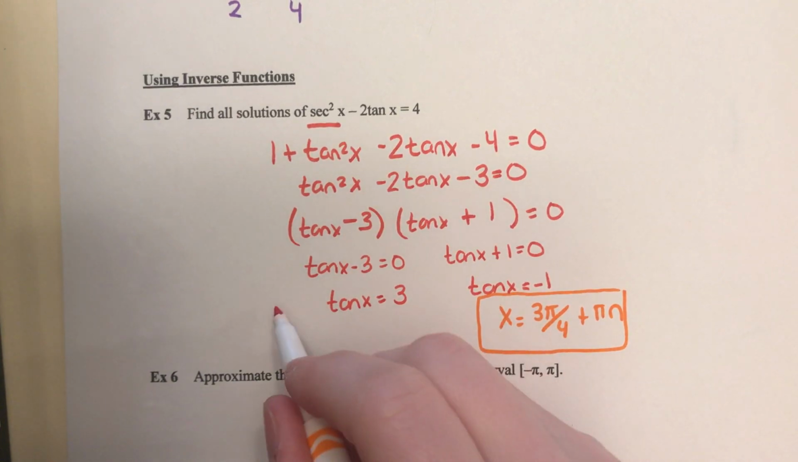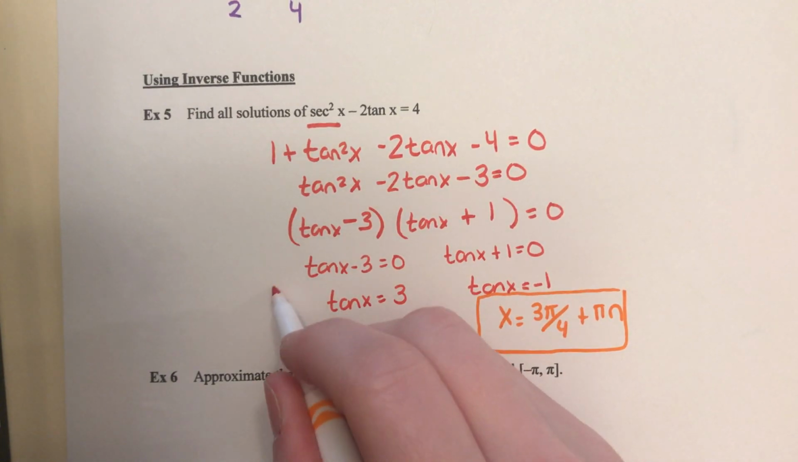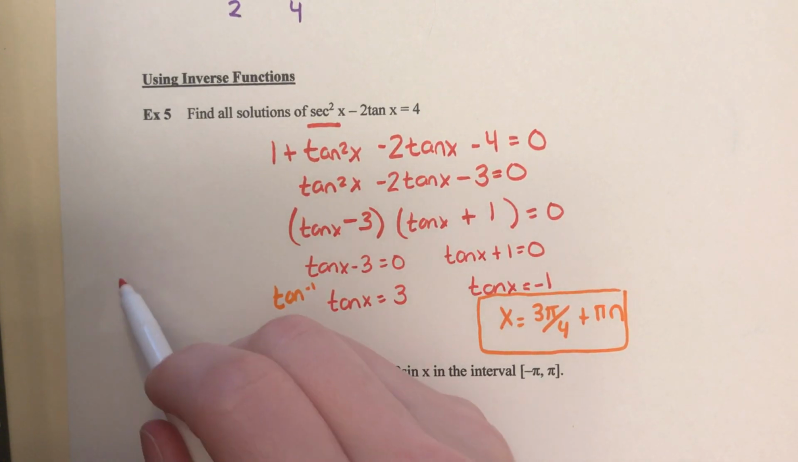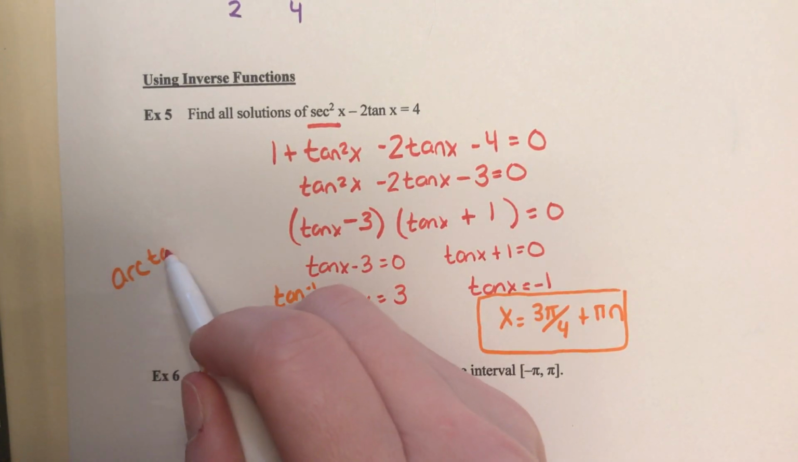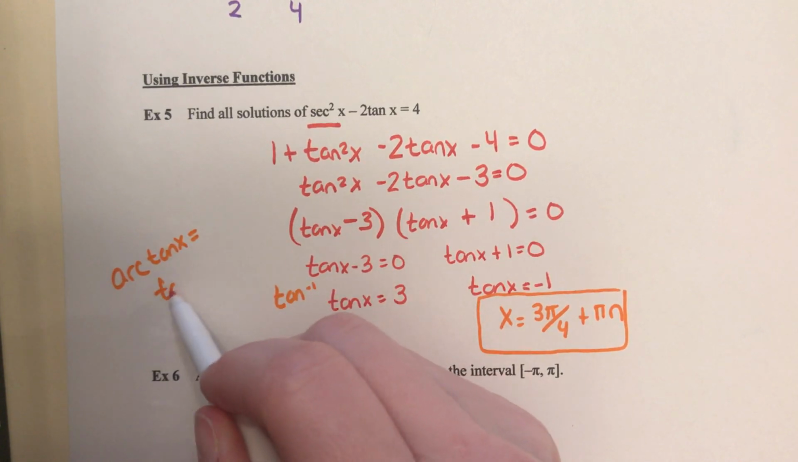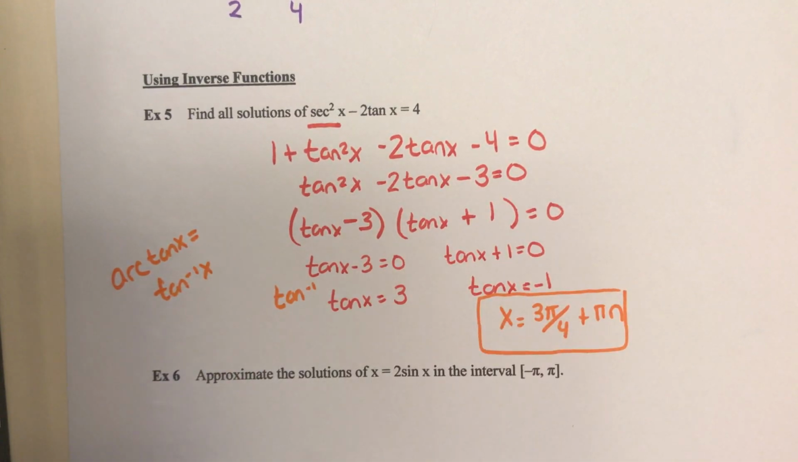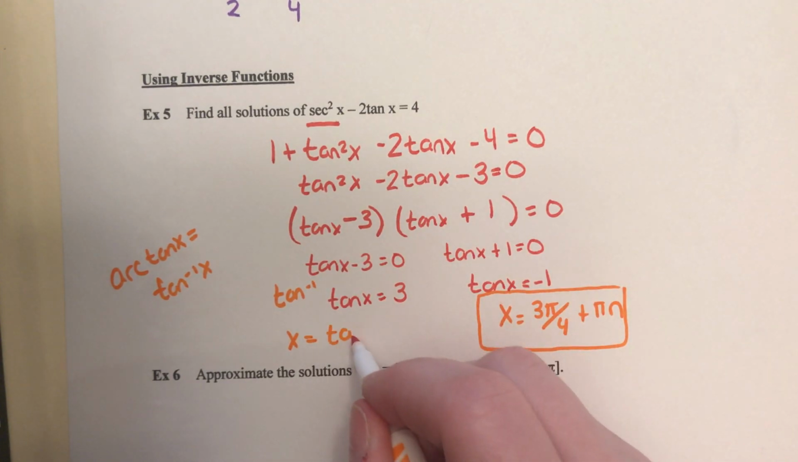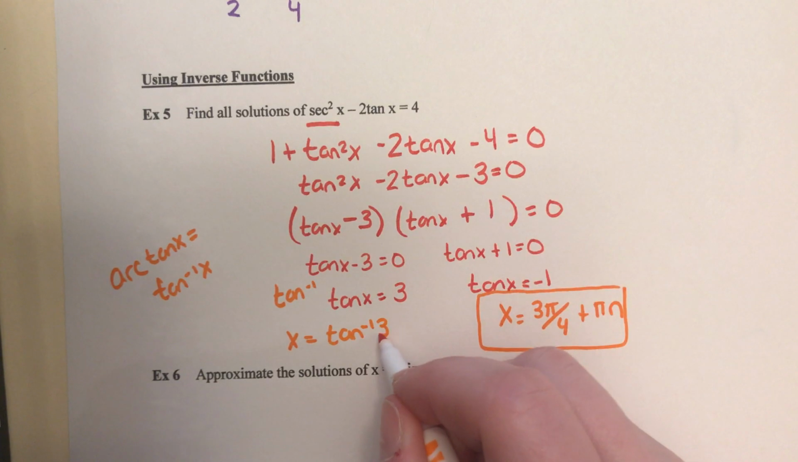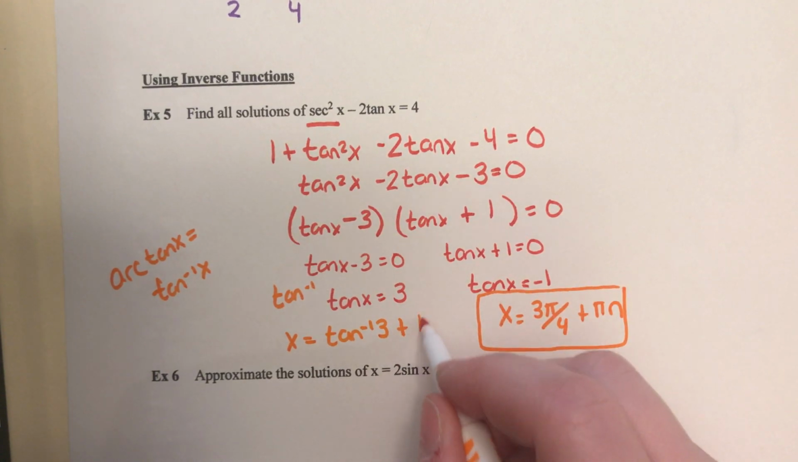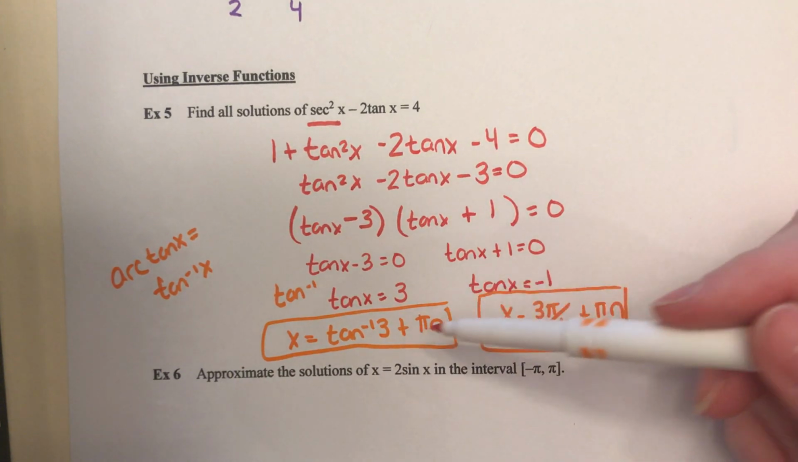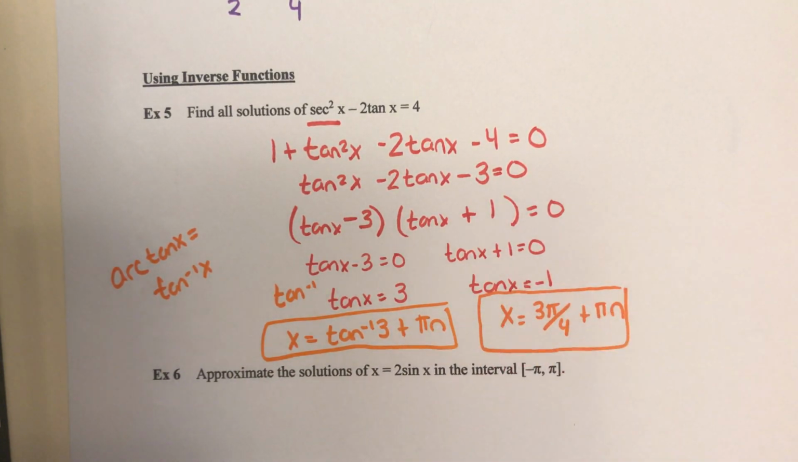So if I wanted to solve for tangent, I would use an inverse tangent. And hopefully you remember the symbol for that. That's the little negative 1. Or you can use arc tangent. So we can write our answer as arc tangent of 3 plus pi n. So remember, these are actual answers. They're not approximate because we did not get a decimal.